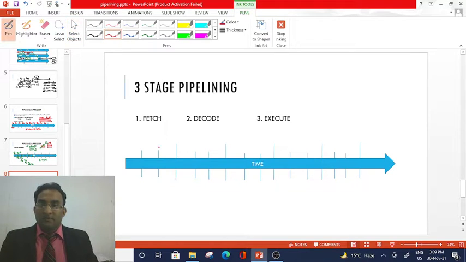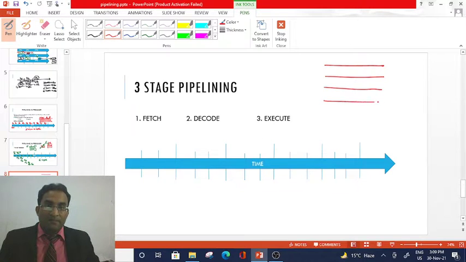Okay. So if we are again considering that we have 5 instructions, that is a 5 line program, 1, 2, 3, 4 and 5. This is the first instruction, second instruction, third instruction, fourth instruction and fifth instruction. All the instructions are stored in memory.